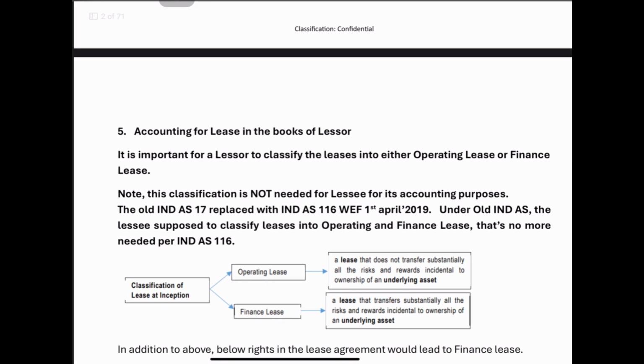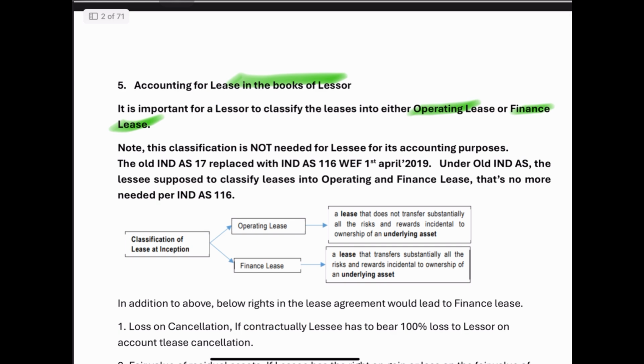So, accounting for lease in the books of lessor. Here we have to classify the leases between operating lease and finance lease. This is important from the lessor's point of view, where the lessor needs to classify the leases into either operating lease or finance lease. One important note is that this classification of operating lease or finance lease is relevant only in the hands of lessor, but it is not relevant in the hands of lessee.